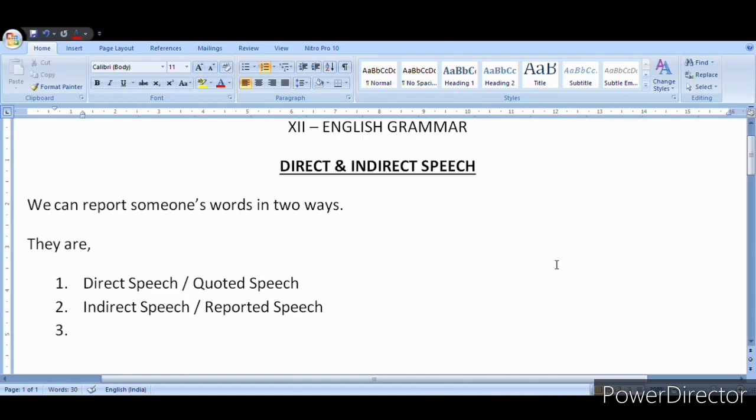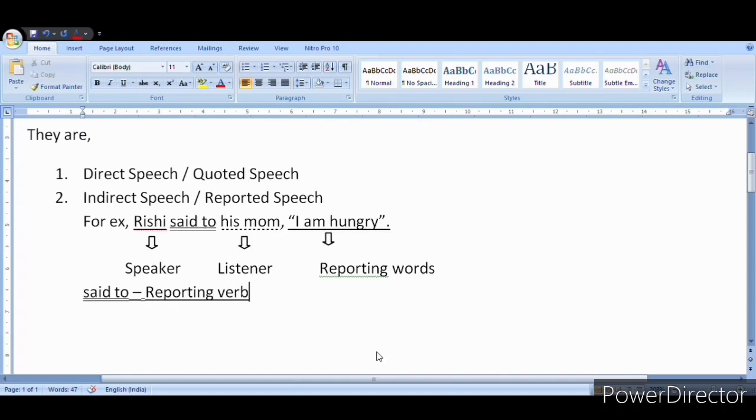For example, Rishi said to his mom, "I'm hungry." Here Rishi is the speaker. Said to is the reporting verb here. His mom is the listener. "I'm hungry" is the reporting sentence, which is enclosed in double quotes. So while converting this type of direct speech into indirect, there are some obvious changes needed.